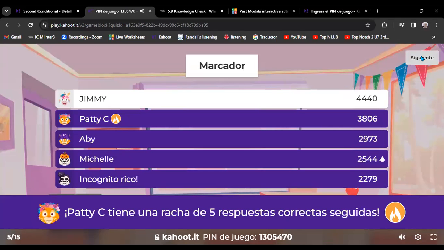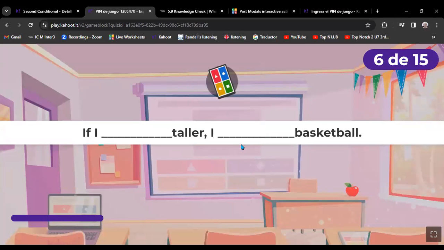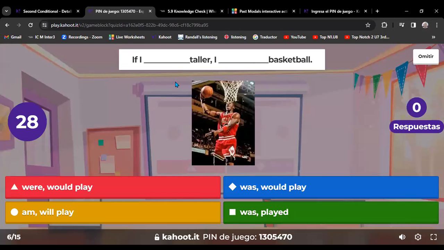Okay, vamos a ver. Okay, dos más y creo que vamos a cambiar de actividad. Okay, if I blank taller, I basketball, right? If I were taller, I play basketball. Ahí la tiene, ahí se las envía.